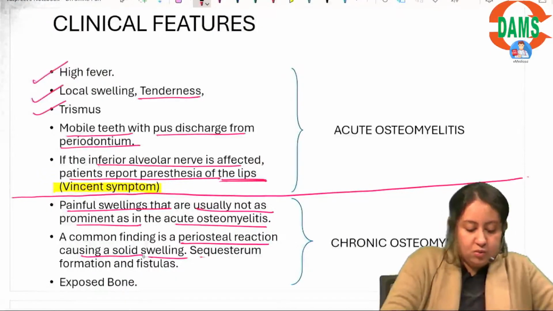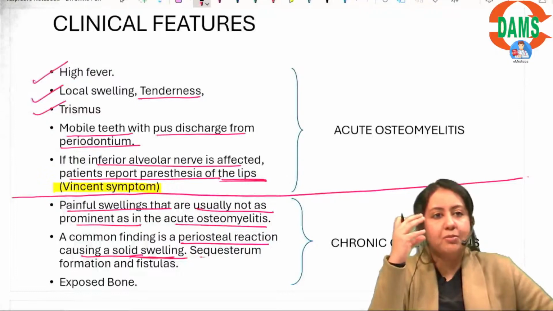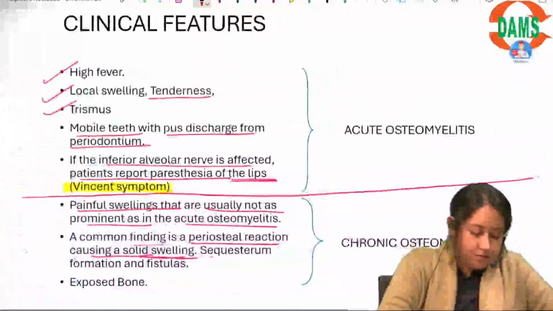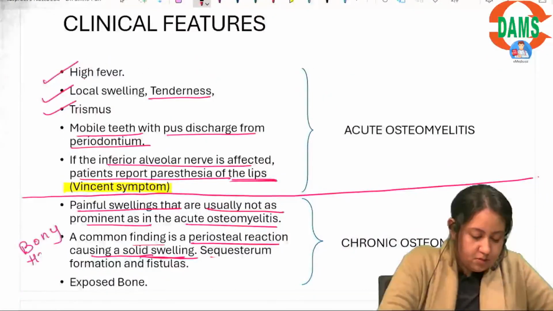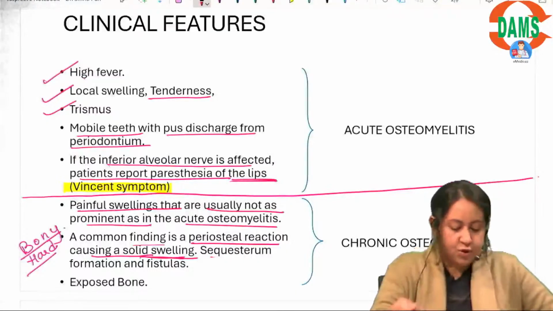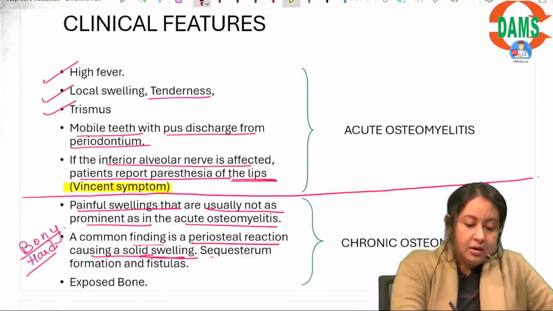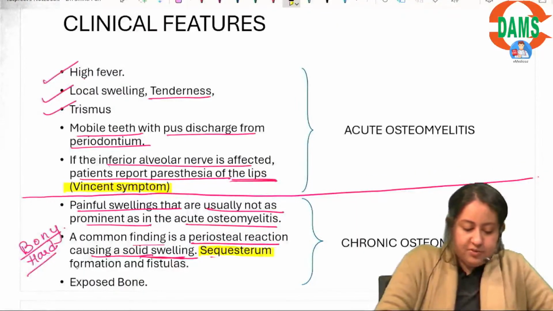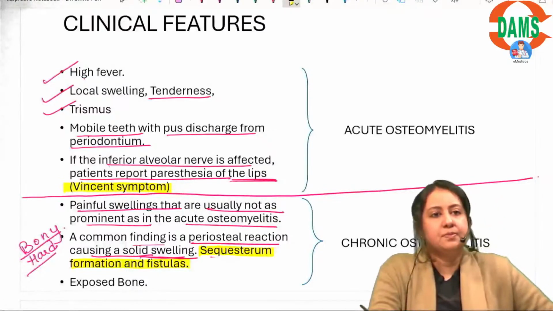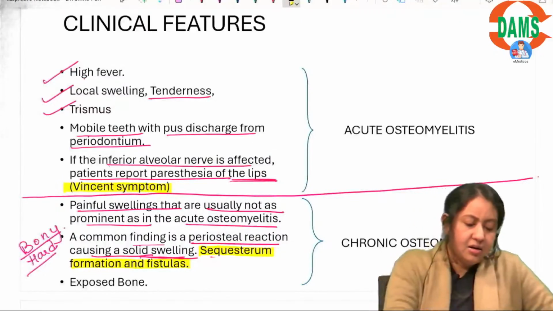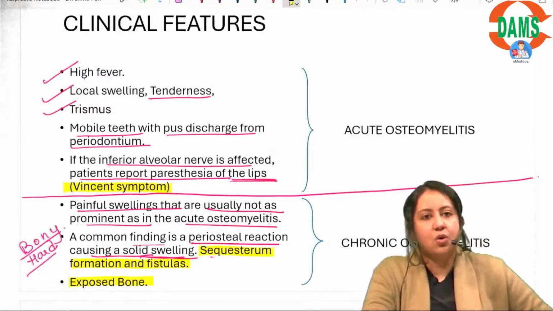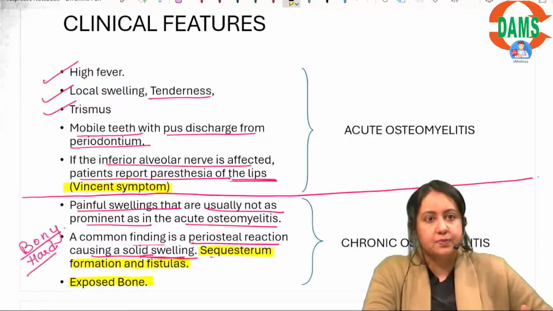Okay, so basically what do you mean by solid swelling? A bony hard swelling. Okay, the important point, sequestrum formation and fistula formation. This is one of the hallmarks of chronic osteomyelitis, and in some cases also further, if it is not treated, it might further cause exposed bone.